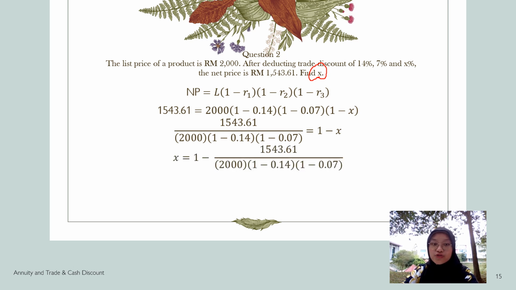Okay, so the next step, we move down here: 1,542 ringgit 61 cents divided by the bracket, because we want to multiply 2,000 times 1 minus the percentages. The 1 minus X we move down here, and then X equals 1 minus 1,542 ringgit 61 cents divided by this. So we get the answer. X is 0.035, and we change it to a percent, so we get 3.5%. So the final answer is 3.5%.